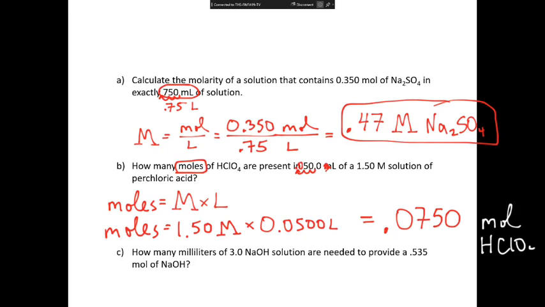Next week, we'll get into doing some stoichiometry again, but in that stoichiometry, we'll use the molarity equation as well. So, when we do stoichiometry, we want to be really specific about our substance.